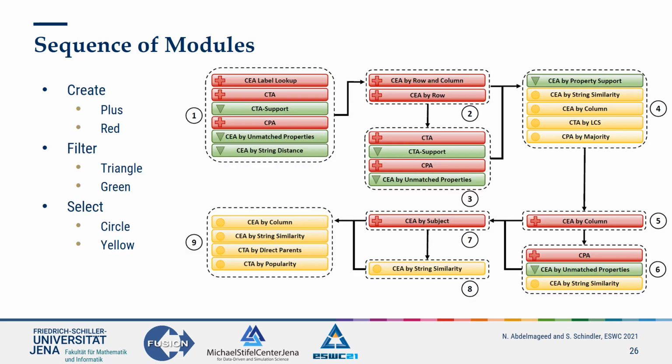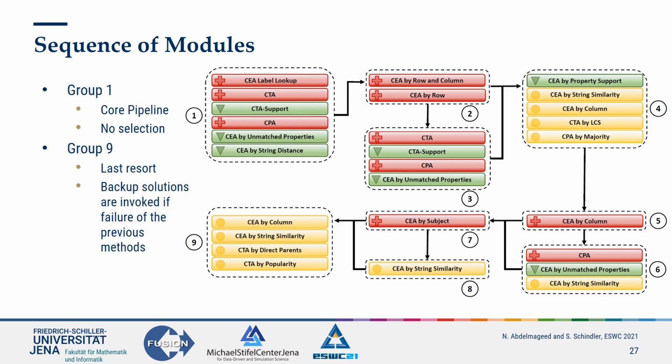The sequence of modules is represented by the figure on the right here. Our core pipeline is represented by the first group, where no selection is done at this phase. However, group 9 represents our backup strategies of selection, or our last resort. In between is a combination among the three phases of the CFS pattern.